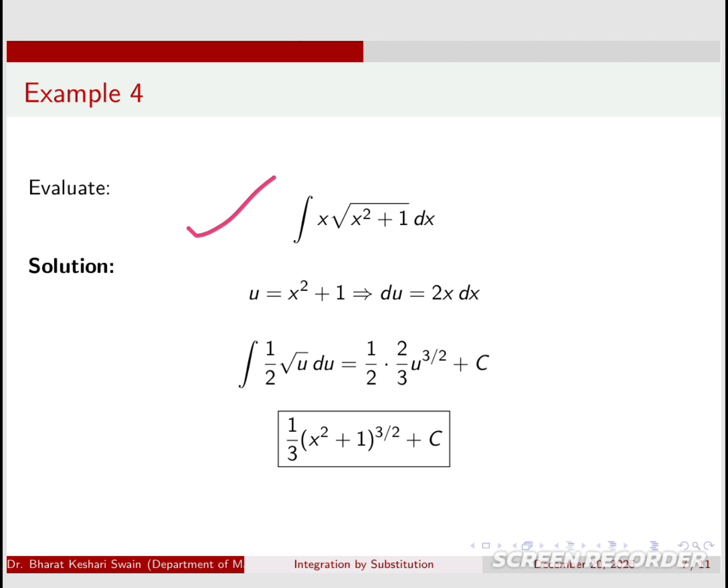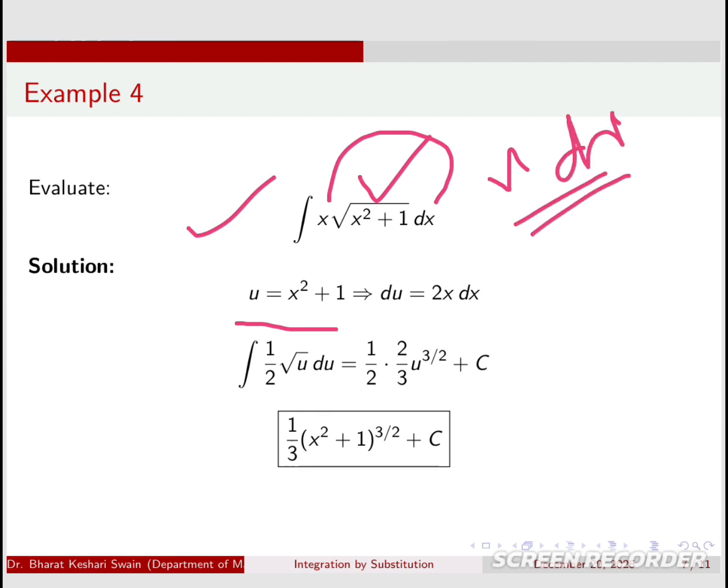Now, since this part is under the square root, if I take u equal to x square plus 1, then the remaining part x dx, because the derivative of 1 plus x square will be 2x dx, this term x dx is in the differentiation of x square plus 1. Therefore we can put u equal to x square plus 1.